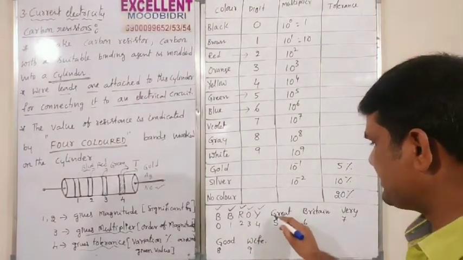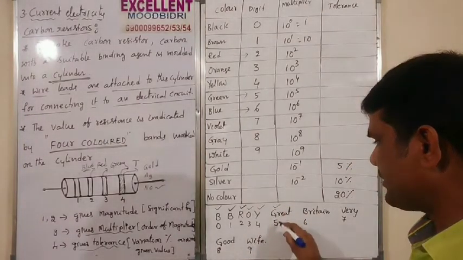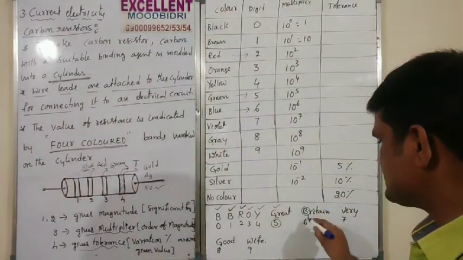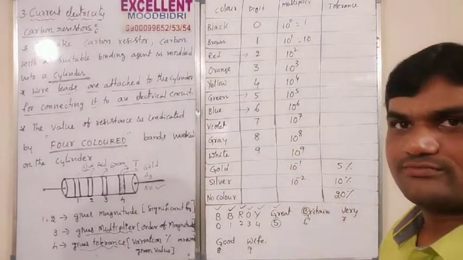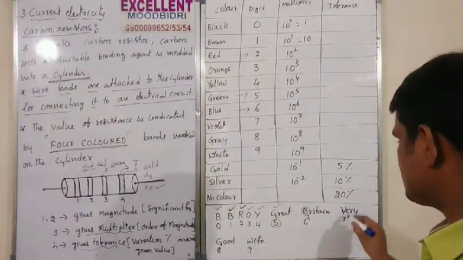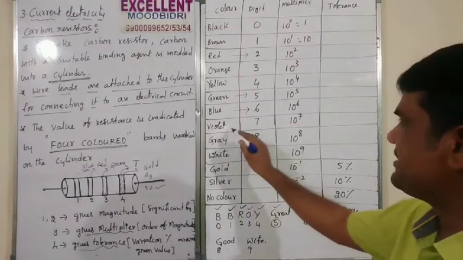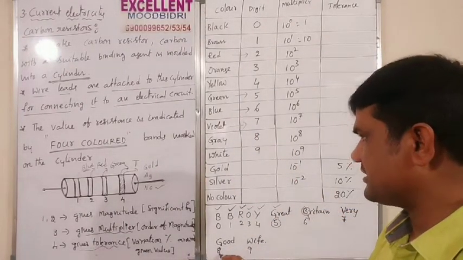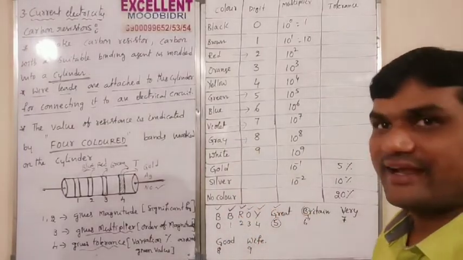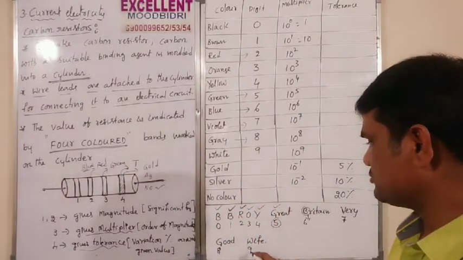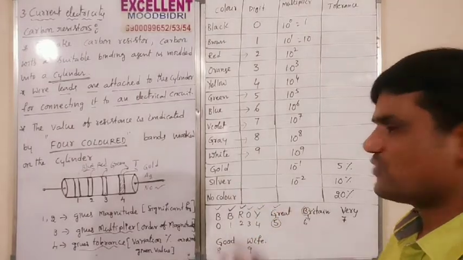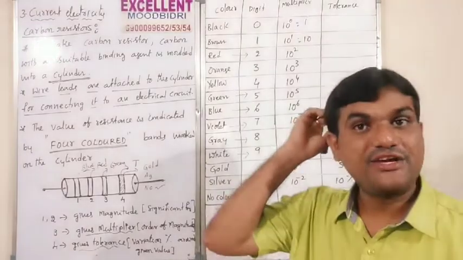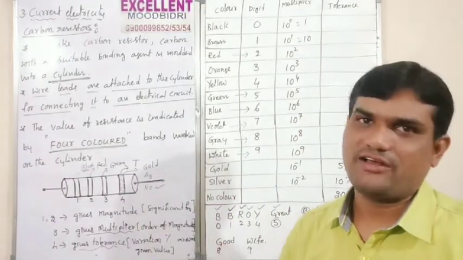Here, G means green. 5 I have given, so 5 is green. And B is the 6th color, that is blue. Next, V is the 7 number I have given. 7 is violet color. Next, G, 8. So 8 is gray color. Next, W, 9. So 9 is white. With the help of this simple formula, we can easily identify the color values.